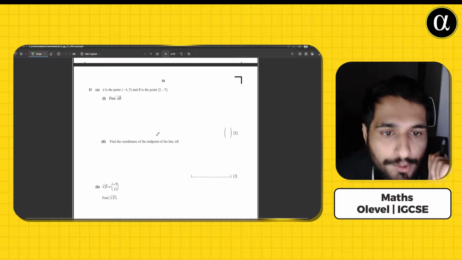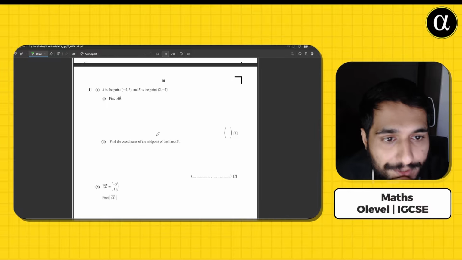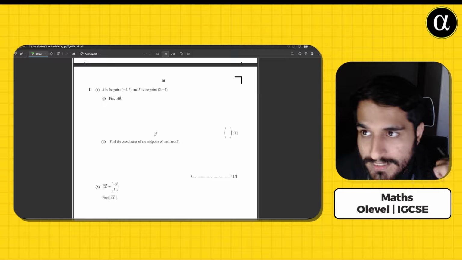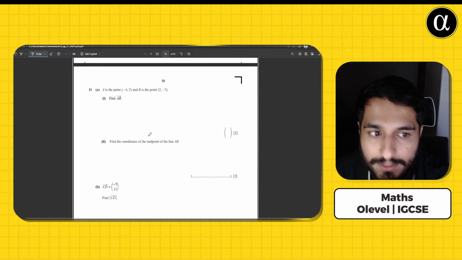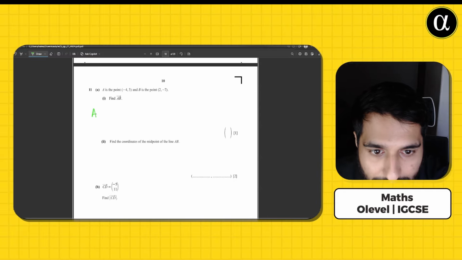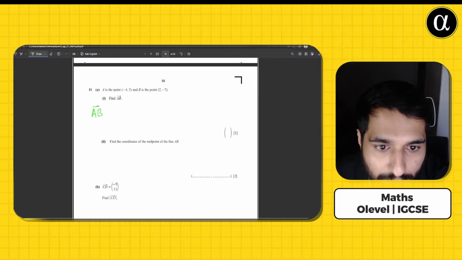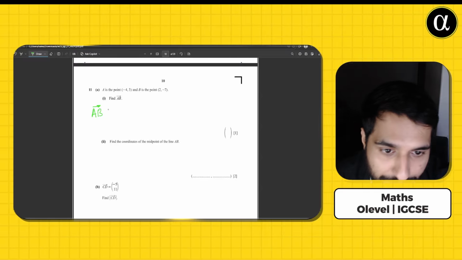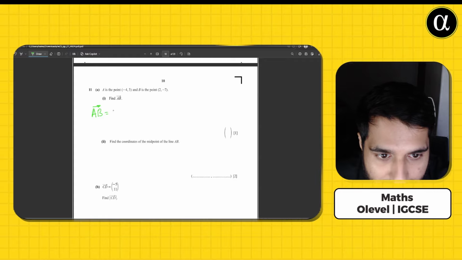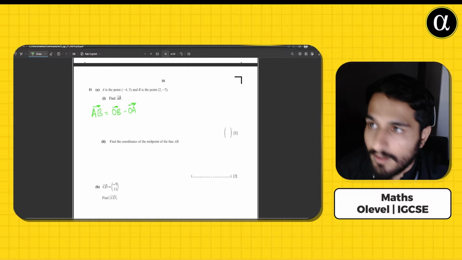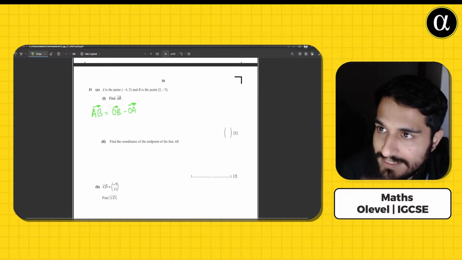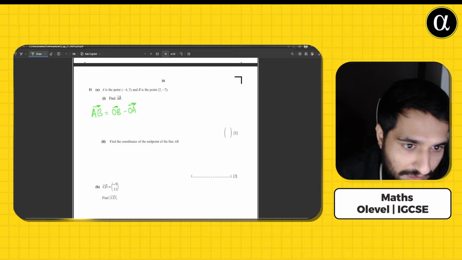Question 11. Question 11 states that A is the point minus 4 and 3 and B is the point 2 and minus 7. We need to find the value of AB. Now, how can we find AB? Since this is in column vector form, we solve this in terms of position vectors. It's always going to be second minus first. The second is B, which we write as OB minus OA. So whenever we solve column vectors with the help of position vectors, we use second minus first, where the second alphabet is B and the first alphabet is A.